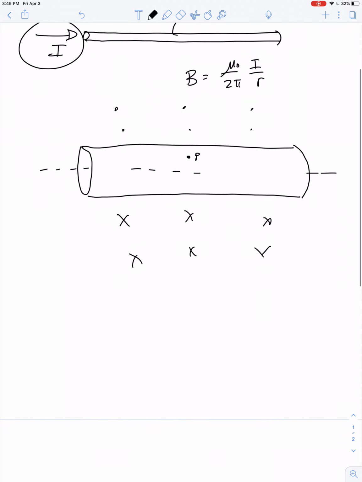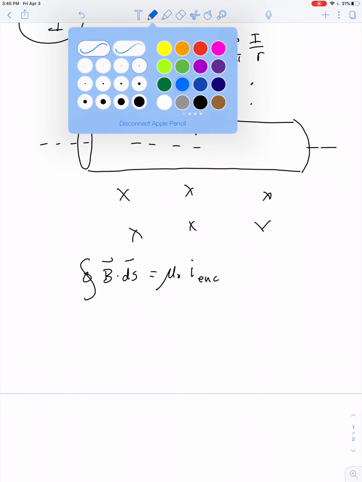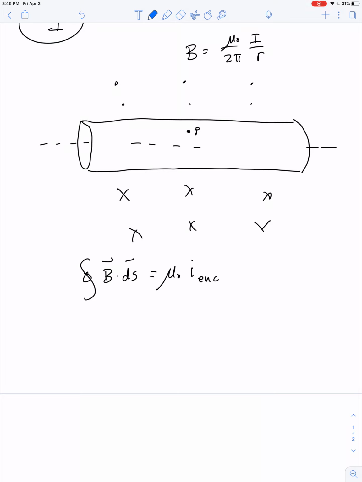So to find that, we could use Ampere's Law. Remember, Ampere's Law tells us that the total loop integral of B dot ds is equal to mu naught times the amount of current enclosed by the Amperian loop. So I'm going to draw an Amperian loop, and I'm going to make it so that its edge coincides with the location of the point P that I'm interested in. So I'll make an Amperian loop in the form of a circle that looks something like that.